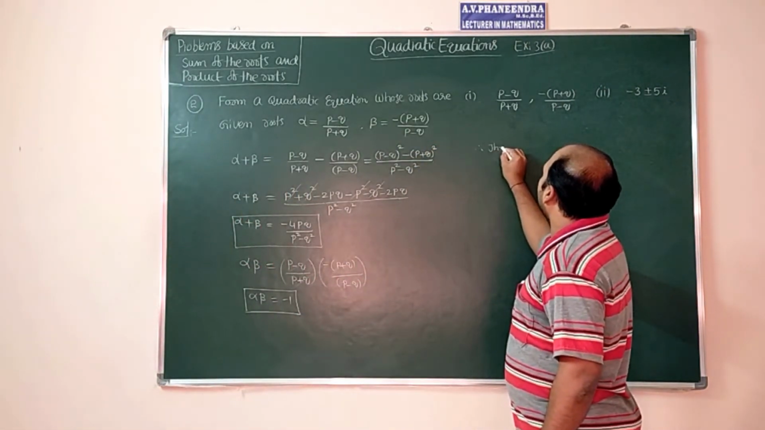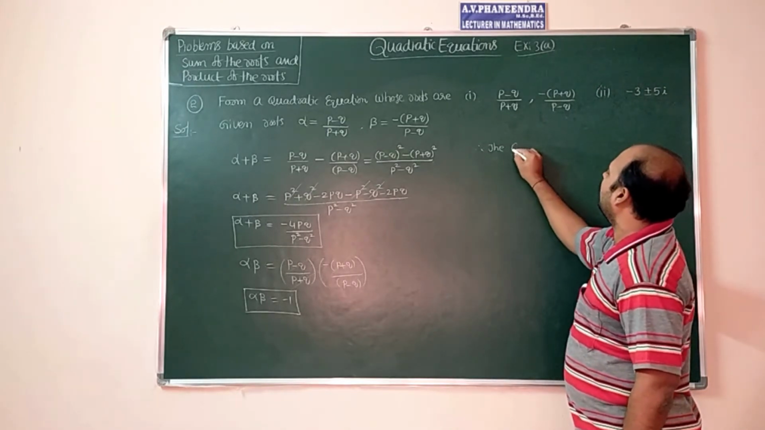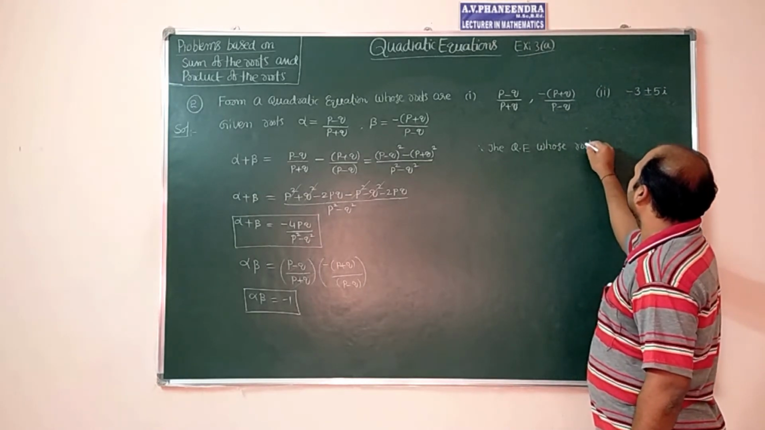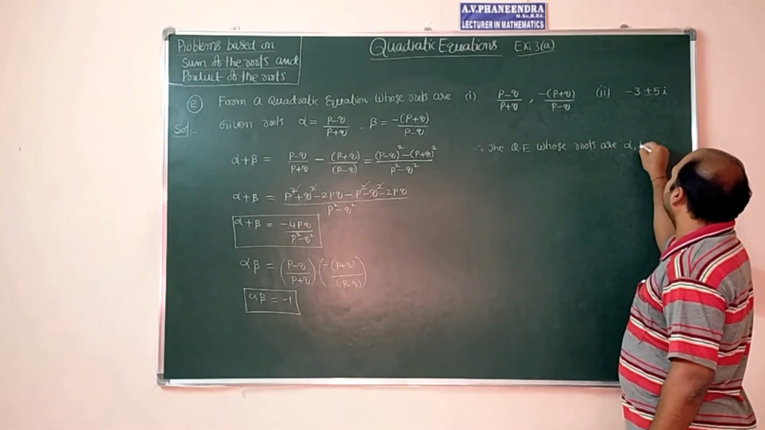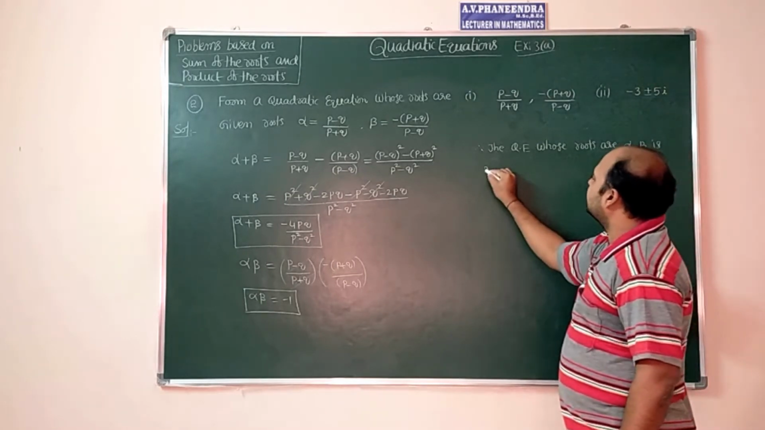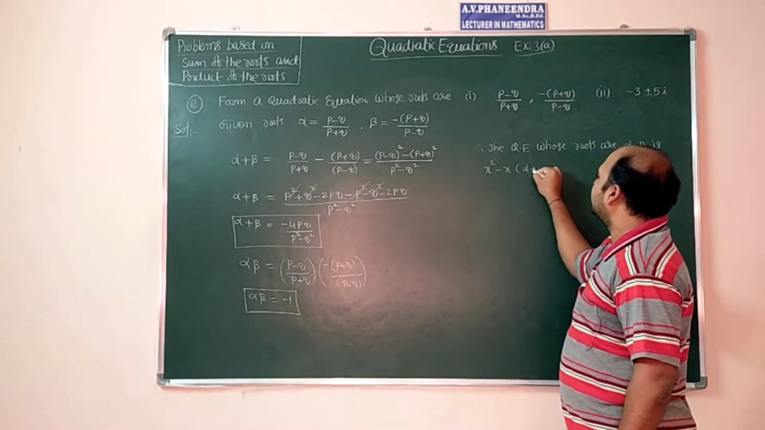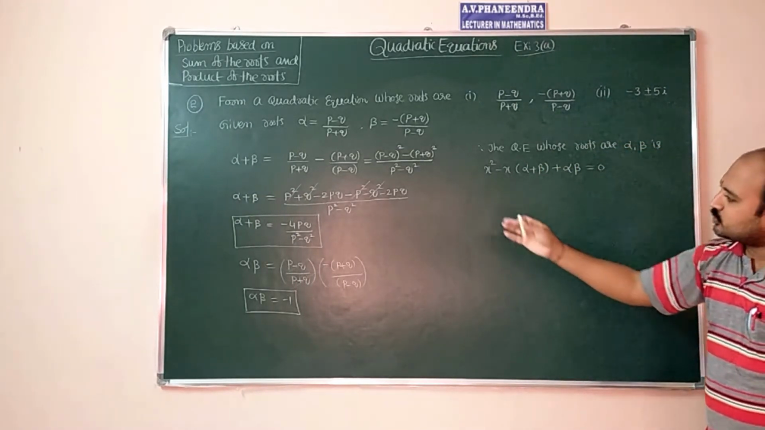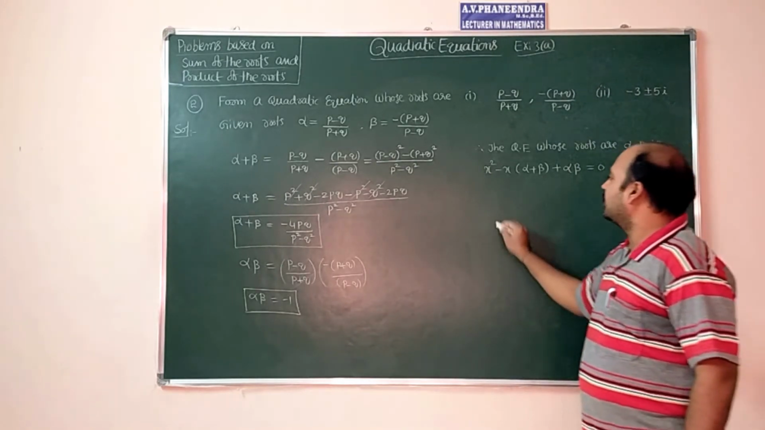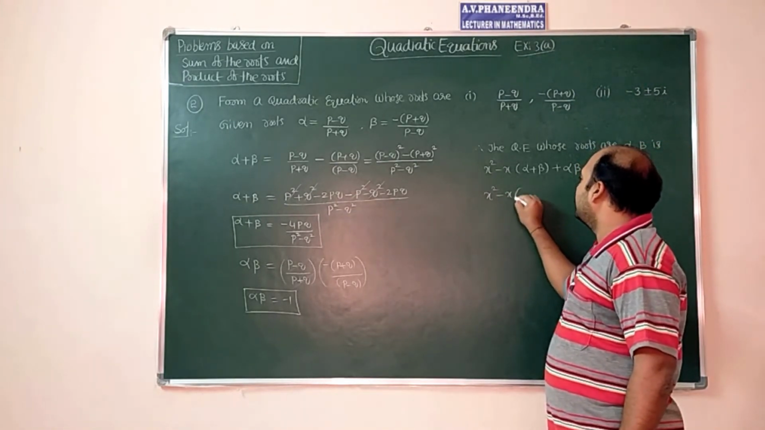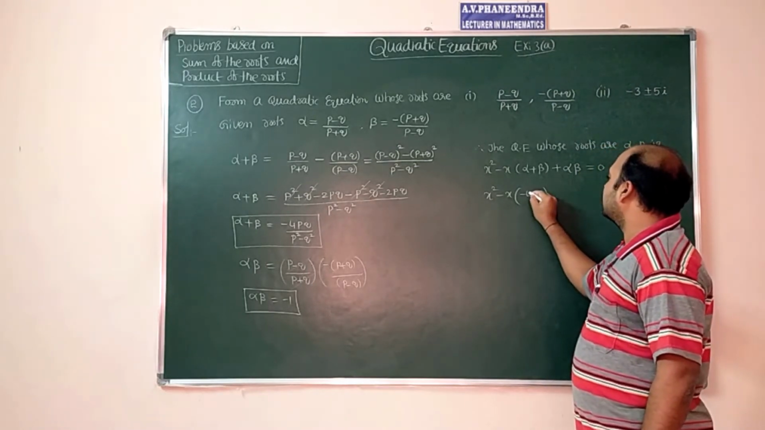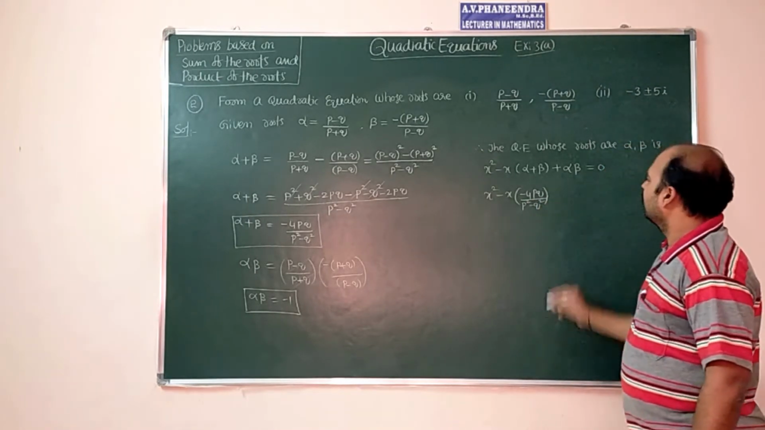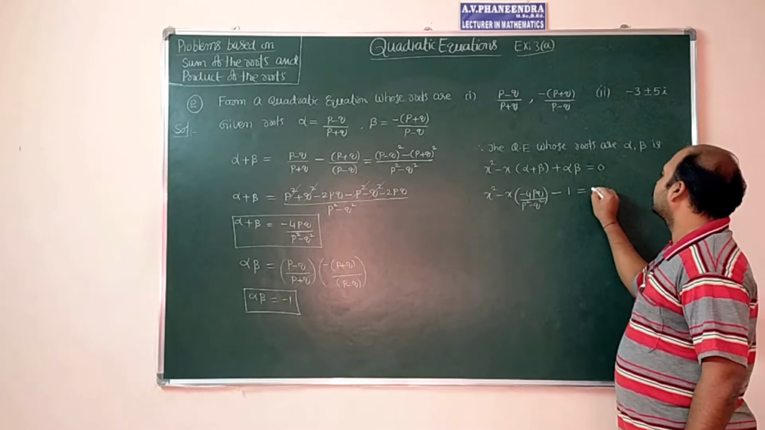Therefore, the required quadratic equation whose roots are alpha comma beta is x square minus x into (alpha plus beta) plus alpha beta equal to 0. Substitute the values of alpha plus beta and alpha beta. x square minus x into (alpha plus beta) which is minus 4pq divided by p square minus q square, plus alpha beta, that means minus 1, equal to 0.